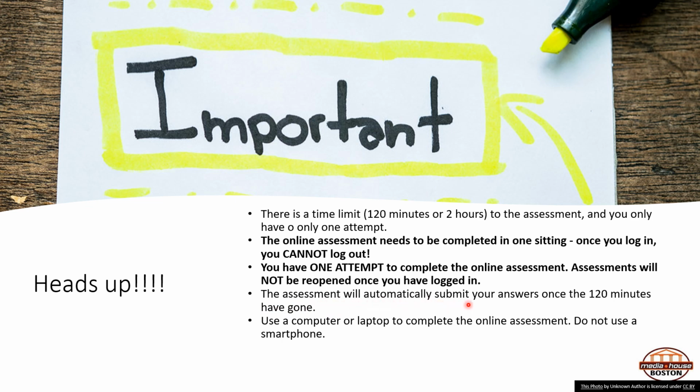The assessment will automatically submit your answers once the 2 hours have lapsed. So if you're halfway through your assignment, but unfortunately you run out of time, it will automatically submit what it is that you've completed. So please ensure that you prepare for these assignments so that you don't spend too much time searching through your notes or anything like that for answers or information. Otherwise, you might run out of time. So please manage your time. Remember, if you have 20 marks for the first section and 30 marks for the second section, that means that you should be spending more time on the second section than what you would in the first section.